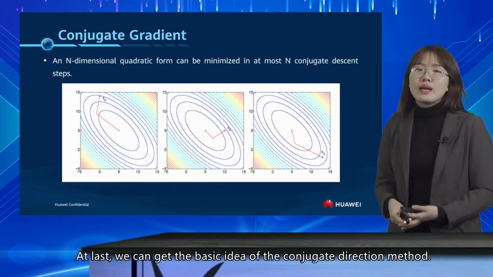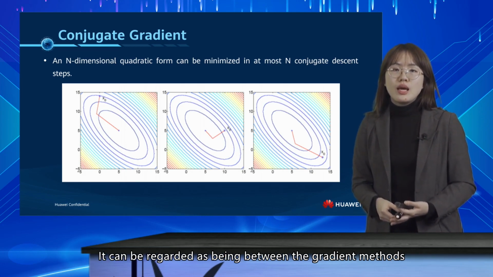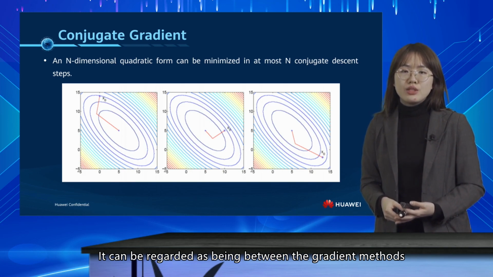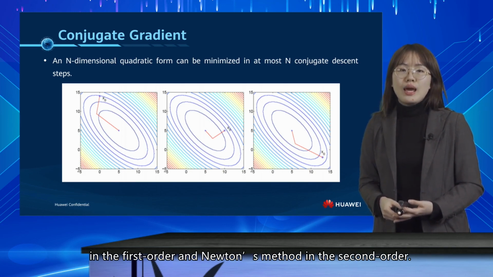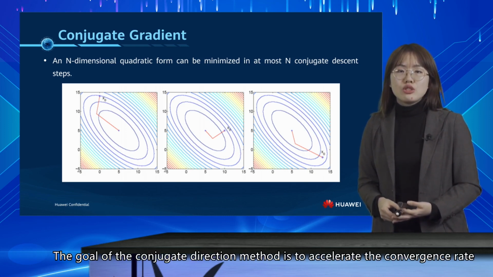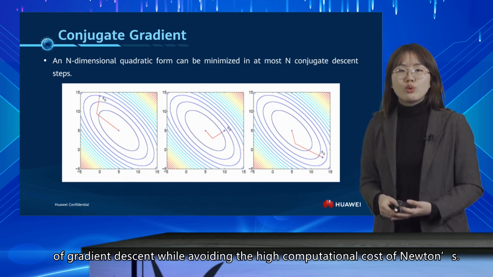At last, we can get the basic idea of the conjugate direction method. It can be regarded as being between the gradient methods in the first order and Newton's method in the second order. The goal of the conjugate direction method is to accelerate the convergence rate of gradient descent while avoiding the high computational cost of Newton's.